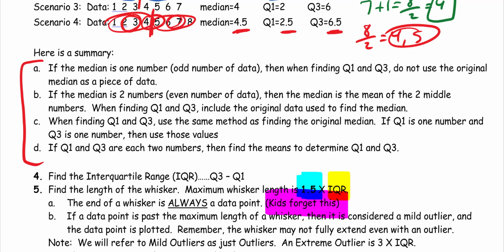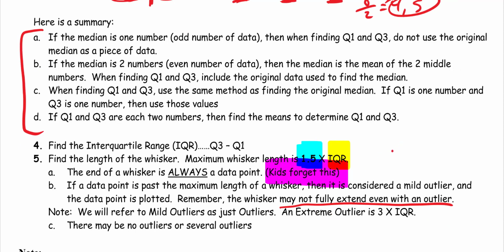And I even said, if a data point is past the maximum length of a whisker, then it's considered a mild outlier, and the data point is plotted. So if it's past the whisker, you plot a point past the whisker. And remember, the whisker may not fully extend even with an outlier. Again, we'll talk about that. We'll do a couple examples.